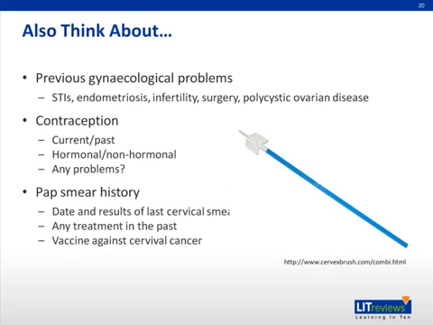Pap smear history is an integral part of the gynae history. One should always ask about the date and the result of the last cervical smear, and any treatment related to colposcopy or abnormal pap smear in the past. Also important in today's world to know about any vaccine against cervical cancer. So details of that vaccine, the duration of that, and when the last injection was taken would be important.